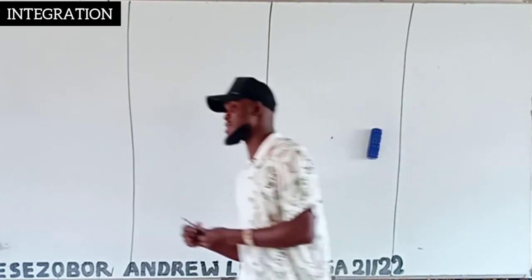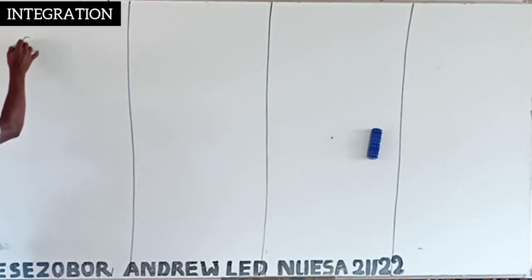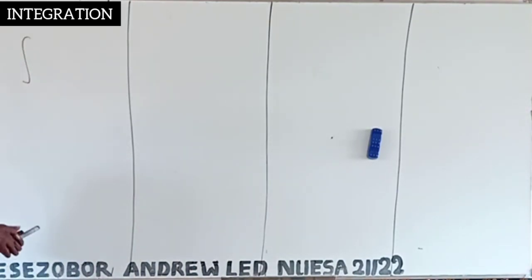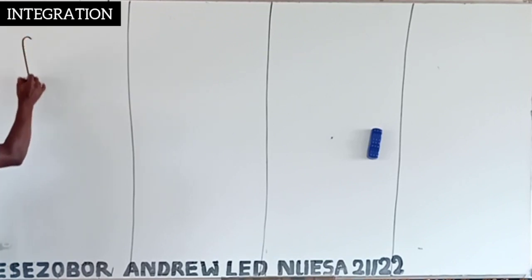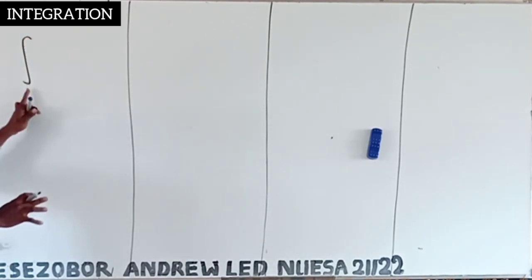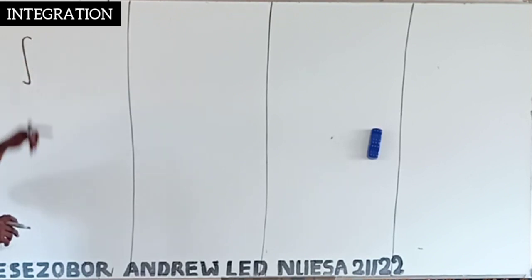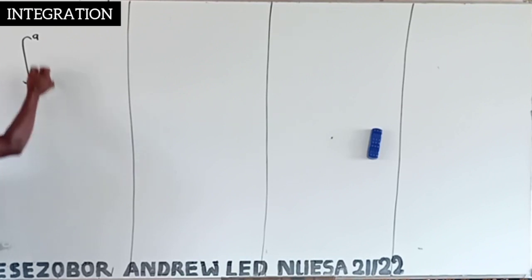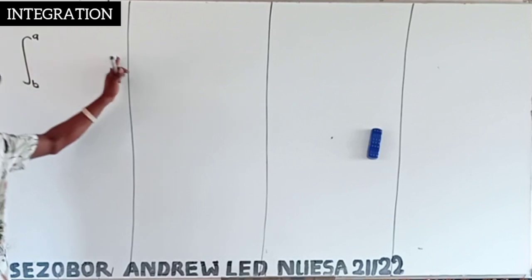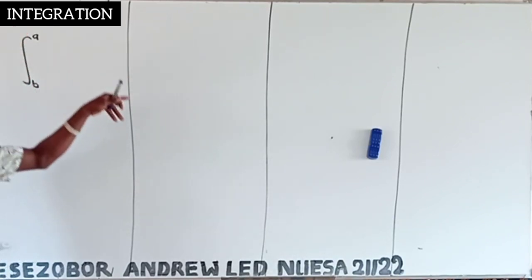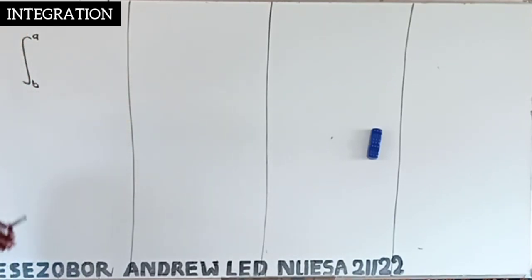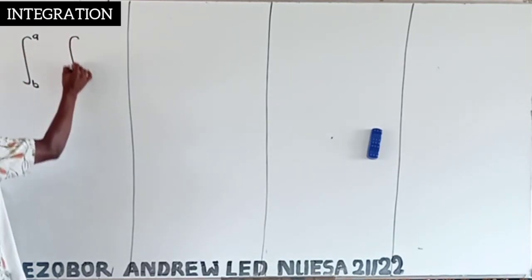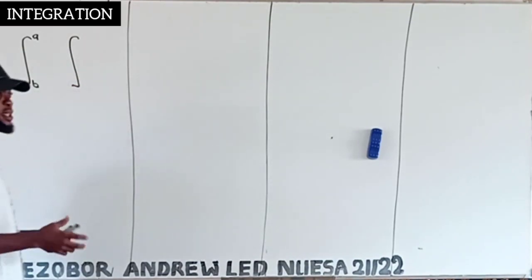Now, integration has this symbol. We call it the integral sign. You can see it looks like X, but it's not X. For indefinite integral, it will take this shape, just the integral sign. But for definite integral, you have a limit here, let's say from B to A. So this time we're integrating any function from B to A with respect to a particular variable. This is the definite integral, and this other one that just has this symbol is the indefinite integral.